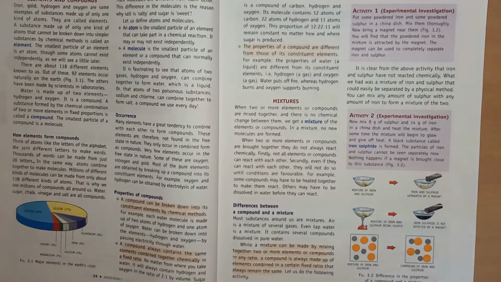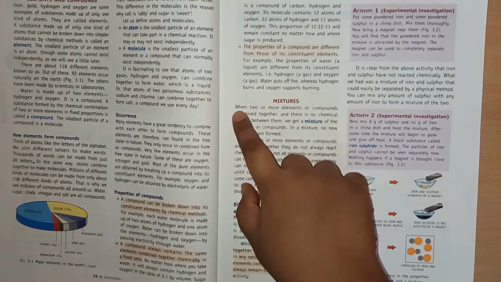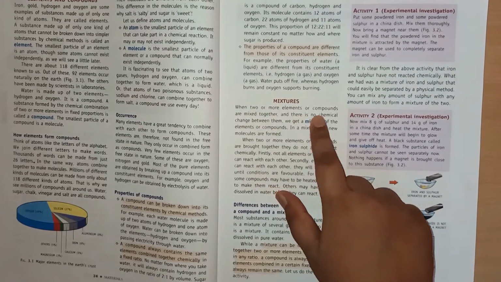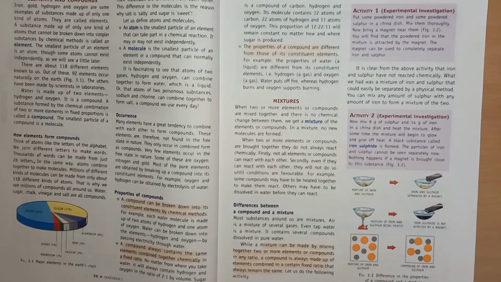So let us start with the further part of this chapter. It is telling about mixtures. When two or more elements or compounds are mixed together and there is no chemical change between them, we get a mixture of the element or compound. In a mixture, no new molecule is formed. So it is telling about a mixture. It is saying when two or more compounds or elements are mixed together and no chemical reaction takes place, meaning there is no new substance formed, then it is called a mixture.